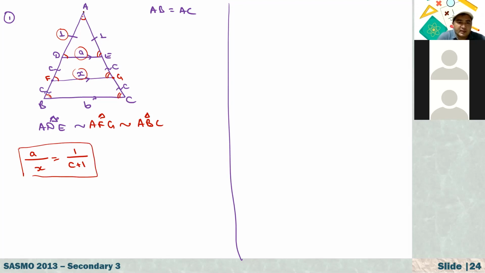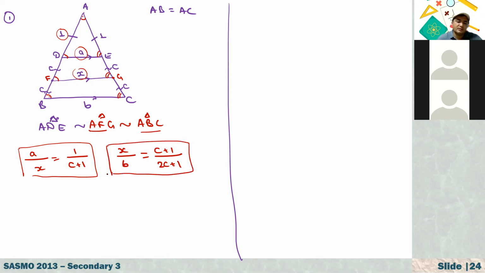And how about if I take AFG, right? AFG is similar to ABC. Using this one, AFG, this is X, right? And corresponding side is B, X over B is equal to, here, the corresponding side is C plus 1 over, for the big side, right? One side is, what is it? 2C plus 1. Okay, I'm just using this similarity.